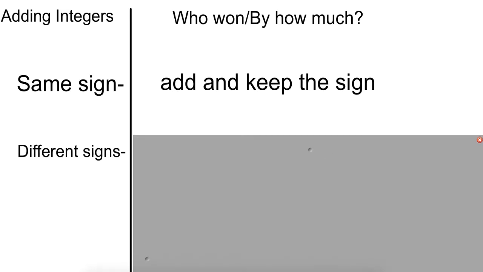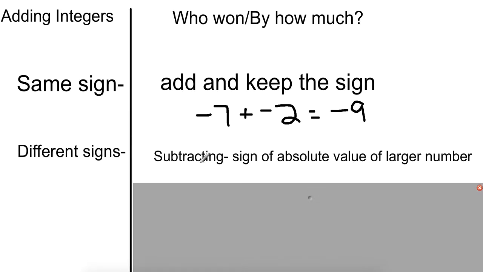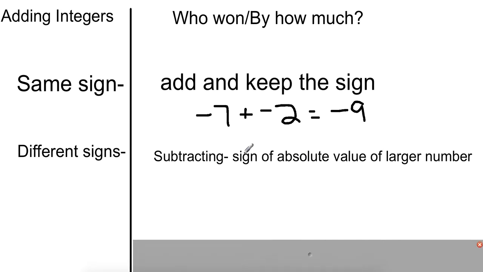So an example would have been like -7 plus -2. The negatives won both games, and you add them to get 9. So negatives had 9 points. When the signs were different, we figured out that we are subtracting. It's really the sign of the absolute value of the larger number. Something easier to remember might be the sign of the larger digit.